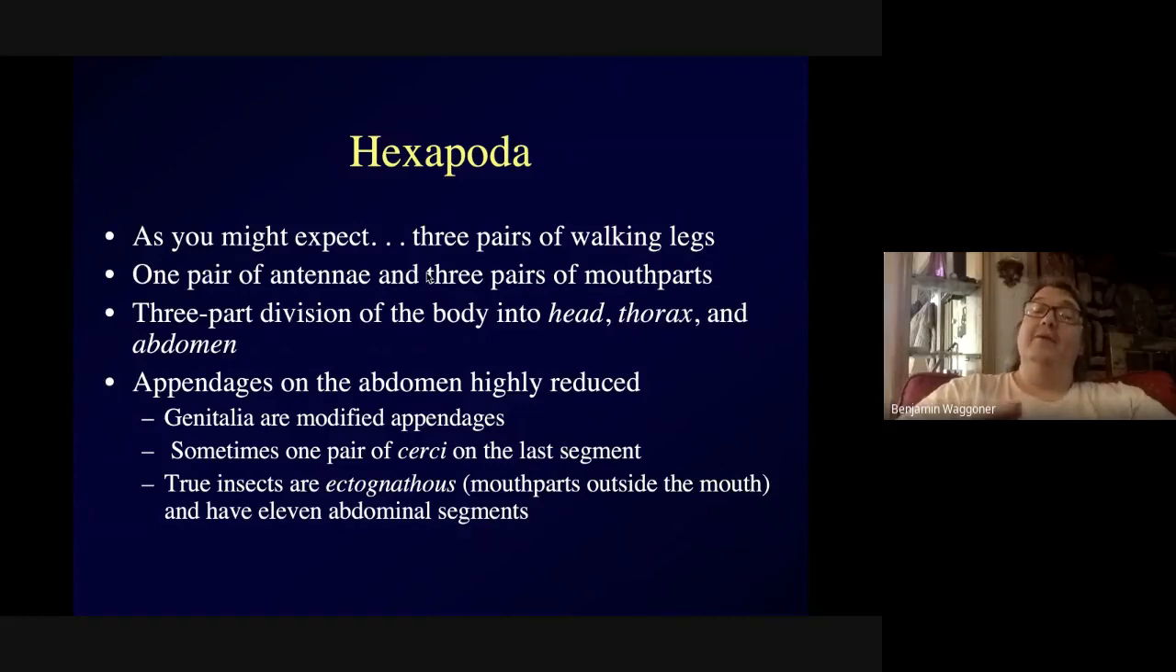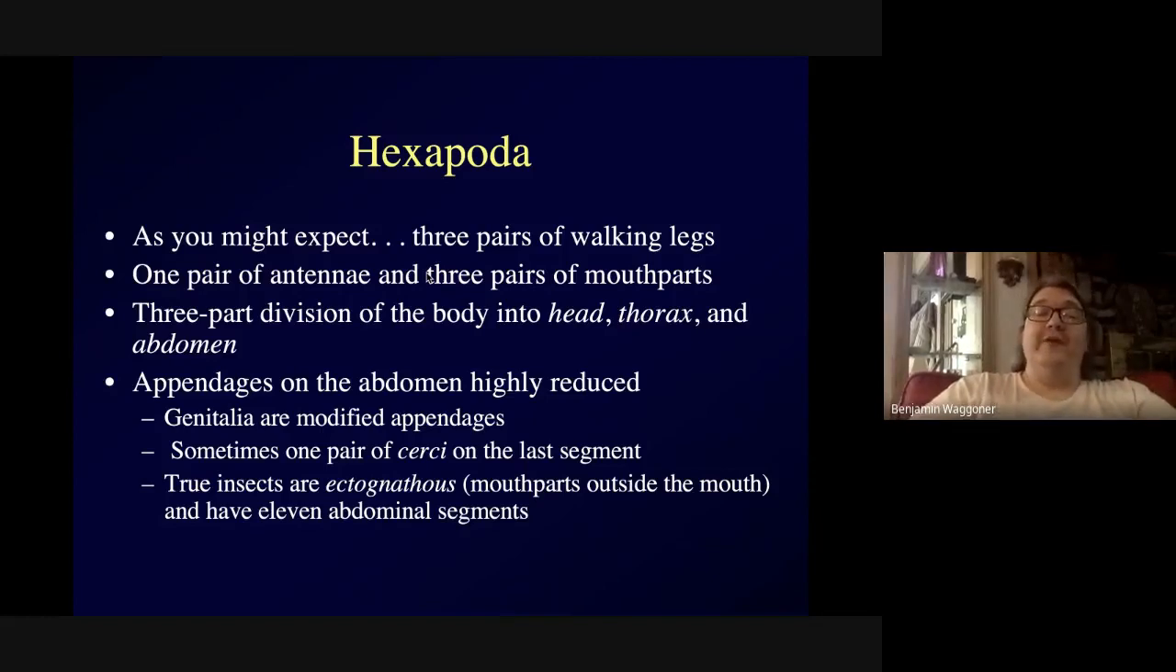Right. Genitalia are very highly modified appendages. They're usually kept tucked in. They're not usually visible externally. Sometimes the last segment of an insect's abdomen might have 1 pair of modified appendages called the cerci. And it seems appropriate that a town just a bit east of us in Arkansas is named after the things growing out of an insect butt. This kind of sums it up pretty well, the times that I've driven through there.